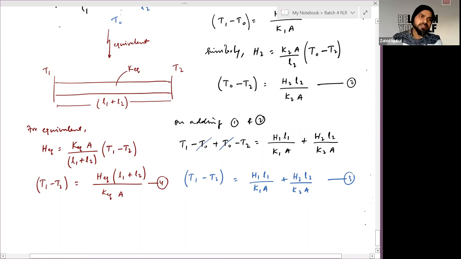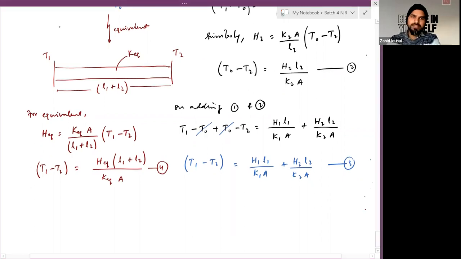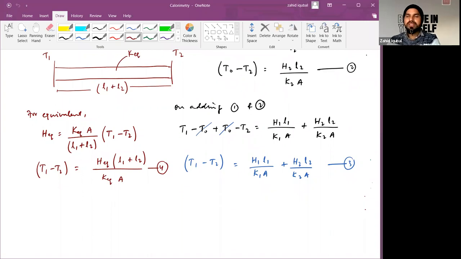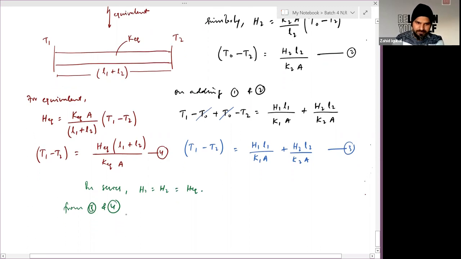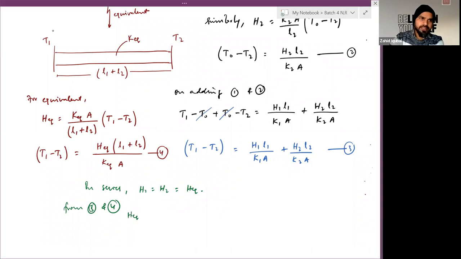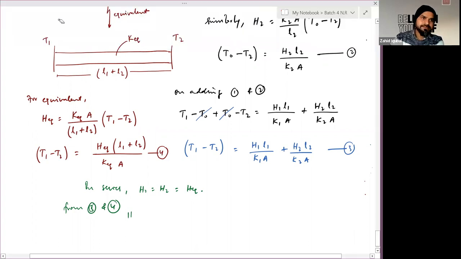Now, since this particular arrangement is in series, and we know in series combination, heat current will be always same. So in series, H1, H2, and H equivalent will remain same. So we can write from equation 3rd and 4th, we have same term in left hand side. So we can compare the right side term as H equivalent, or you may write this H1, H2, H equivalent as just H.